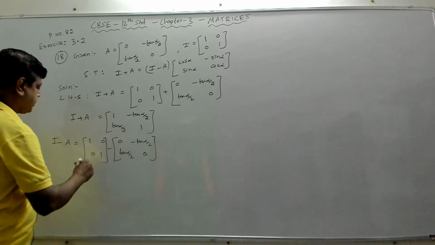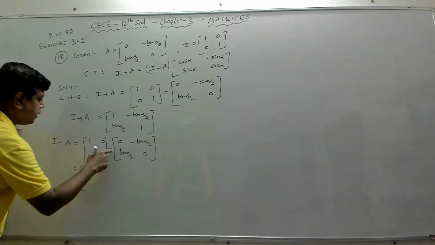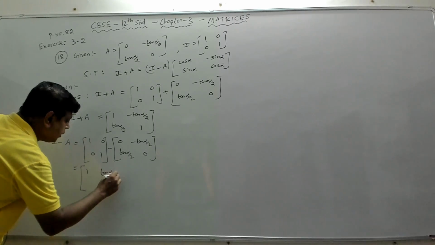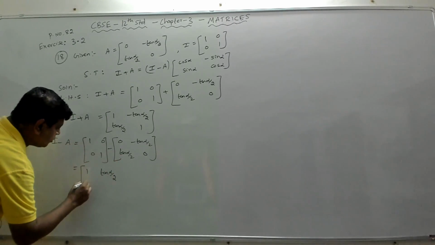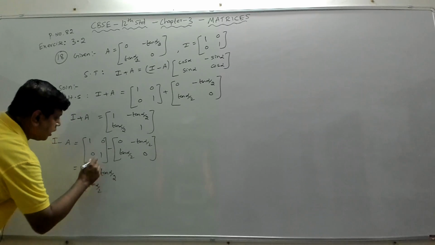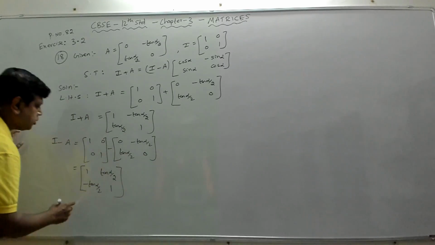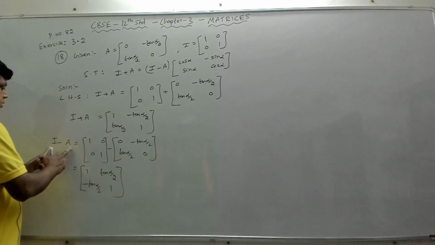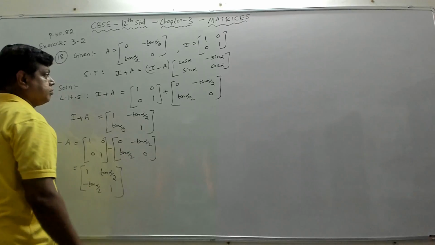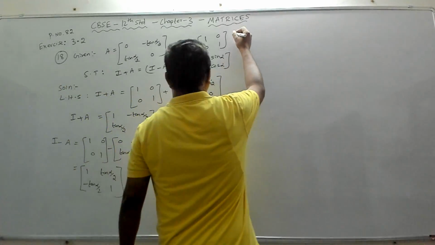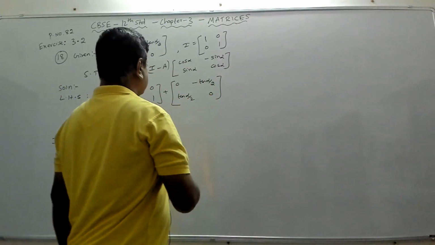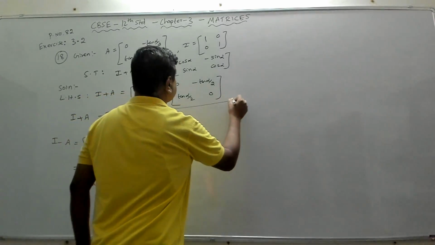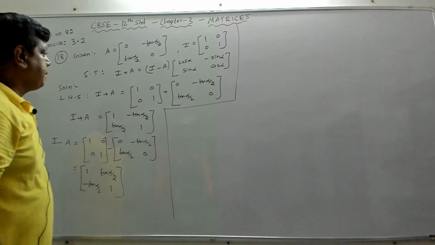Now if you subtract them, 1 minus 0 is 1. 0 minus tan alpha by 2 will become plus tan alpha by 2. 0 minus tan alpha by 2 will become minus tan alpha by 2. And 1 minus 0 is 1. So you'll get this. Then we have to multiply this with this. So I'll write that here, probably in a box here.